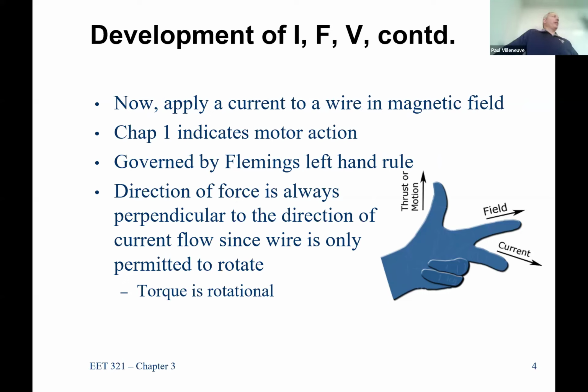It's always perpendicular because that's the thing about Fleming's left-hand rule. We're always looking for a perpendicular or orthogonal vector, and our torque has to be rotational. We can't really make a linear motor. I mean, we could, but eventually we'd run out of room on the track. And so all the applications we're talking about are rotational. So we're going to talk about torque instead of force.